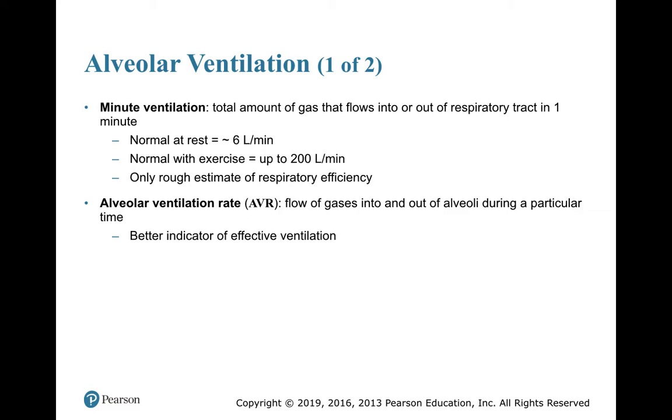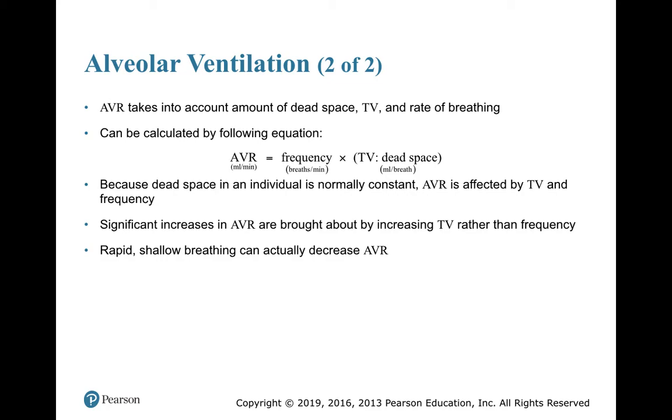The alveolar ventilation rate is the flow of gas into and out of the alveoli during a particular time, and that would be a much better indicator of effective ventilation, because that gas has to go through the alveoli, not just the lungs, to get to where it needs to be. So the alveolar rate takes into account the amount of dead space, the tidal volume, and the rate of breathing.